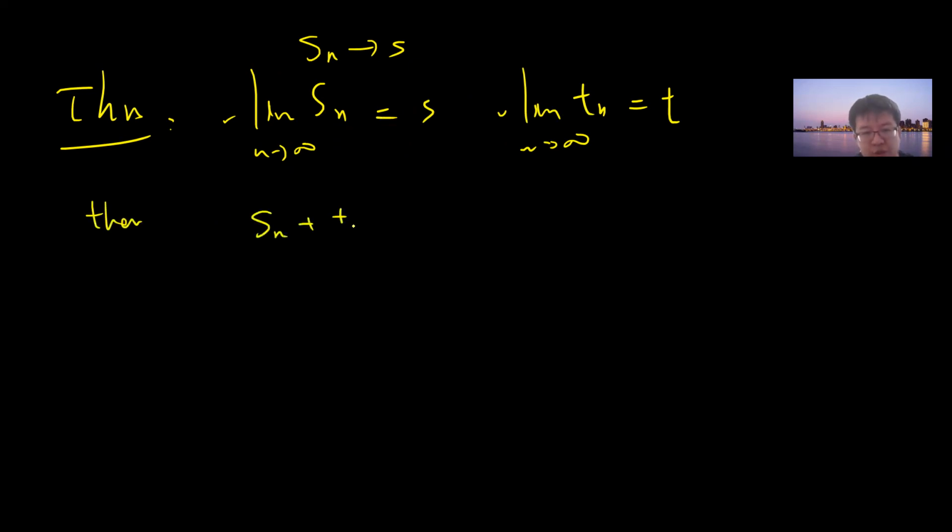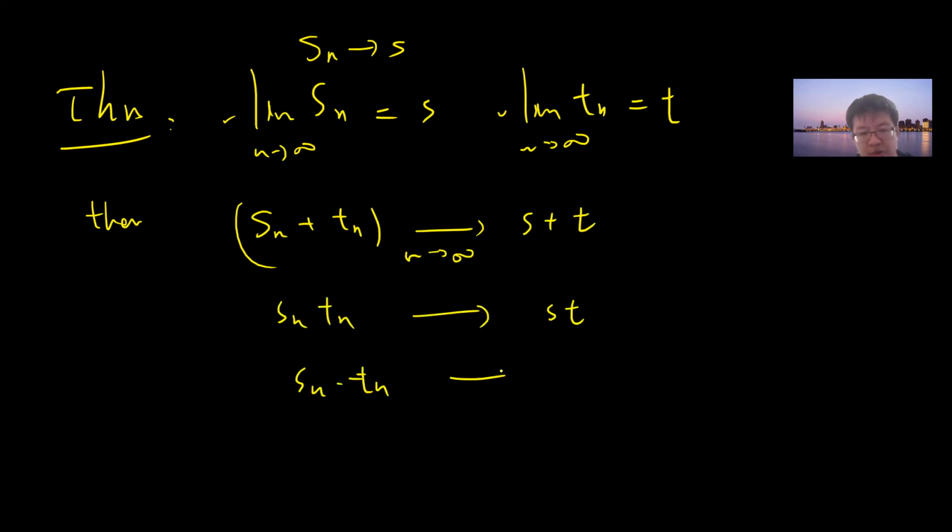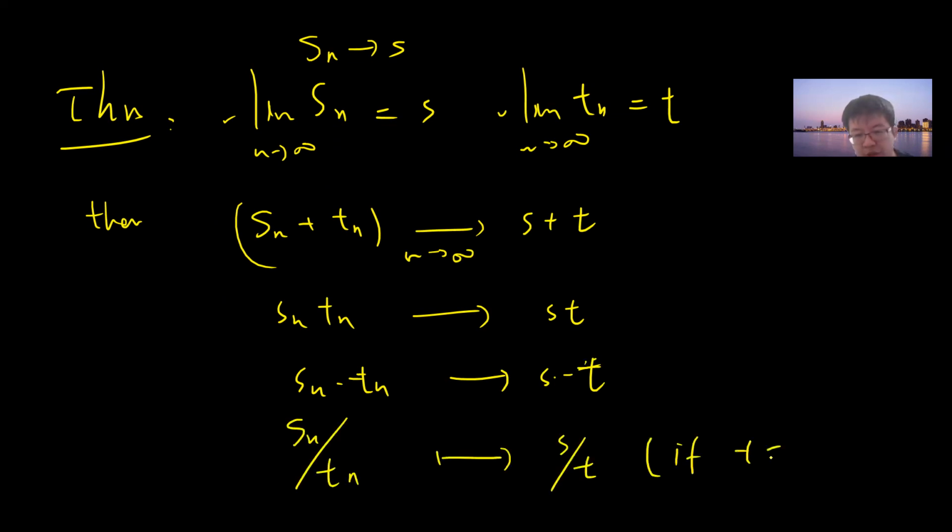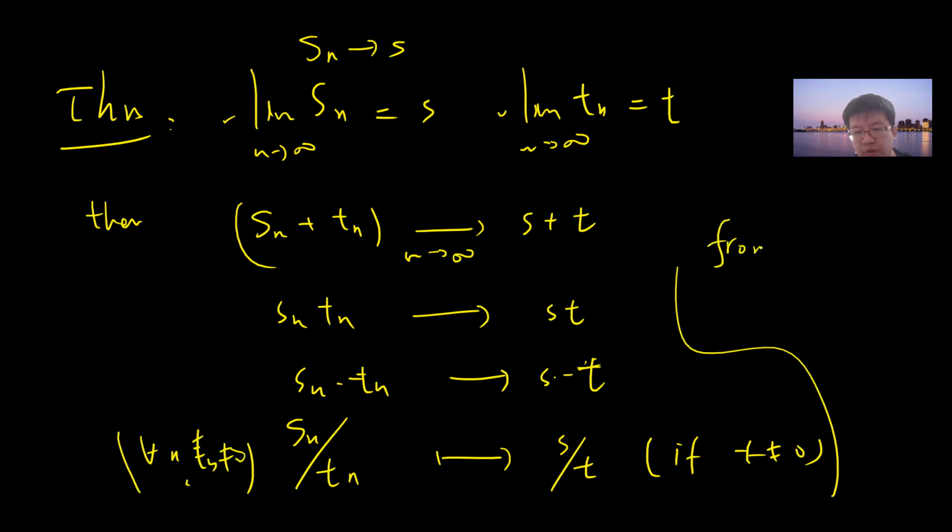Let's say S_n plus T_n, when n goes to infinity, converges to S plus T. And S_n times T_n converges to S times T, S_n minus T_n converges to S minus T, and S_n divided by T_n converges to S divided by T, if T is not 0 and all T_n are non-zero. This follows just from the definition. I will post the link below. It should be an exercise.